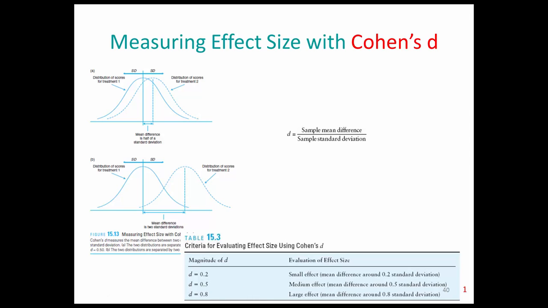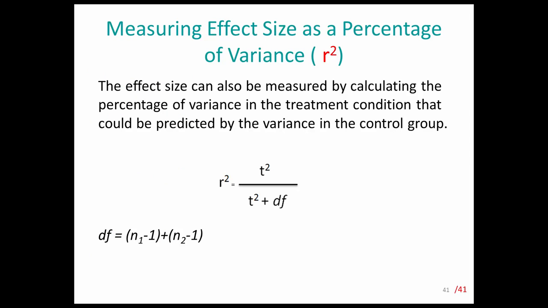Like I said, there are two ways to calculate the effect size. One is the Cohen's d, and the other one is calculated based on the percentage of variance, or R squared. The way it's calculated, you square the value of t in the t-test and divide it by degrees of freedom plus t squared, and you get the result. The larger this value, the larger is the effectiveness of your treatment.